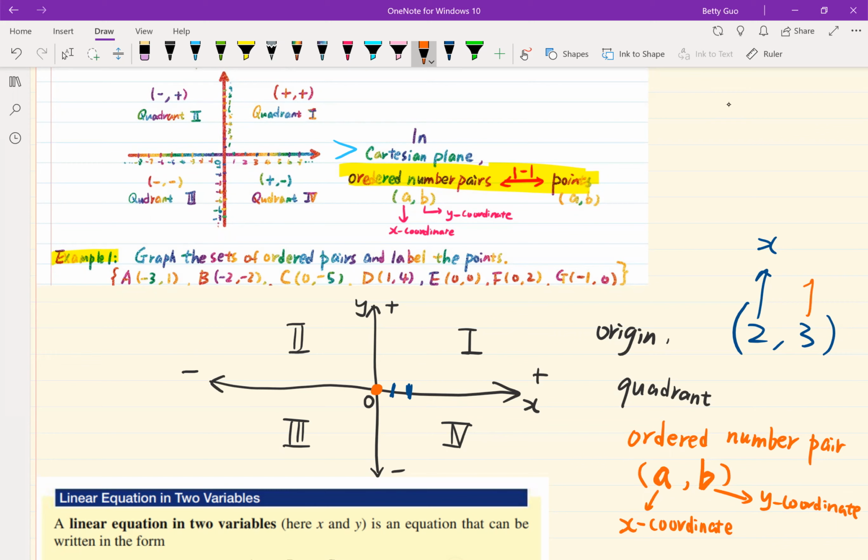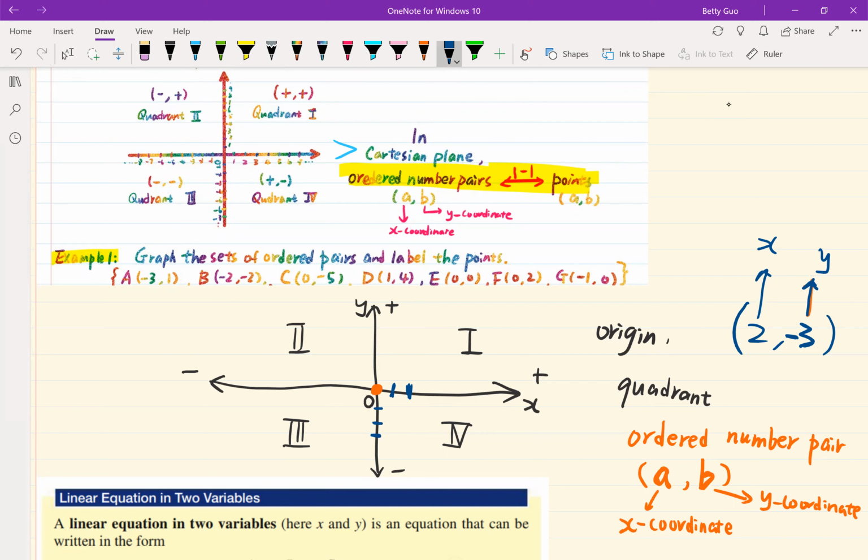The y-coordinate instead describes the vertical displacement. Let's say the y-coordinate is -3. It means this point is 3 units below. If it's positive, it's above. If it's negative, it's below. 3 units below. 1, 2, 3.